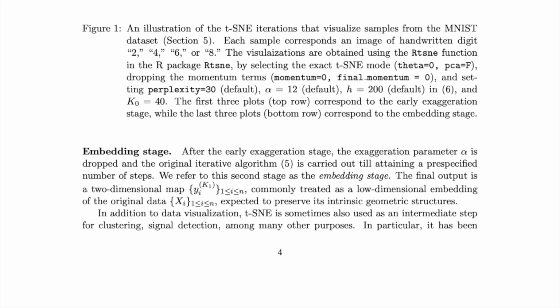Embedding stage. After the early exaggeration stage, the exaggeration parameter α is dropped, and the original iterative algorithm (5) is carried out till attaining a pre-specified number of steps. We refer to this second stage as the embedding stage. The final output is a two-dimensional map {y_i^K, 1 ≤ i ≤ n}, commonly treated as a low-dimensional embedding of the original data {x_i, 1 ≤ i ≤ n}, expected to preserve its intrinsic geometric structures. In addition to data visualization, t-SNE is sometimes also used as an intermediate step for clustering, signal detection, among many other purposes.